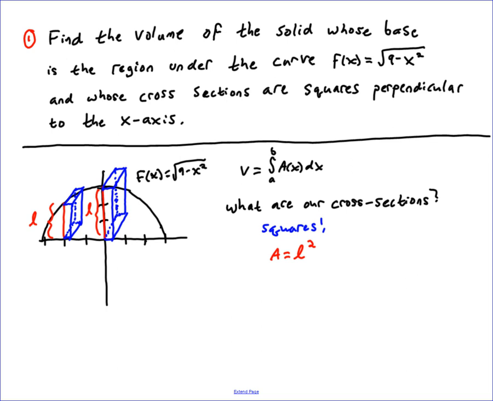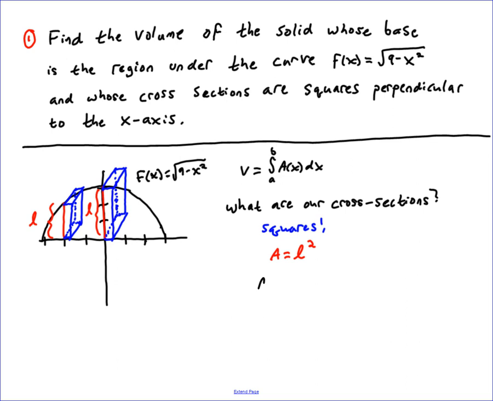And you'll notice that the length there is the top of our curve, f of x is equal to the square root of 9 minus x squared, down to the line y equals 0, or the x-axis. And so it's a pretty safe bet here that we're going to take the top minus the bottom, which would just be our function minus 0. Okay? So our length in this case is the square root of 9 minus x squared.